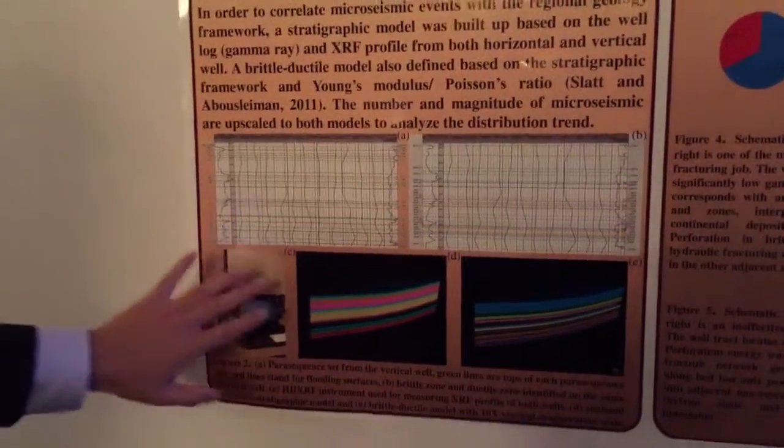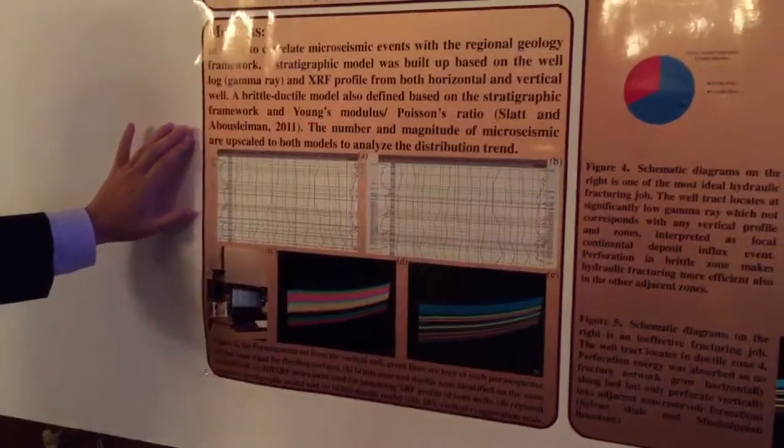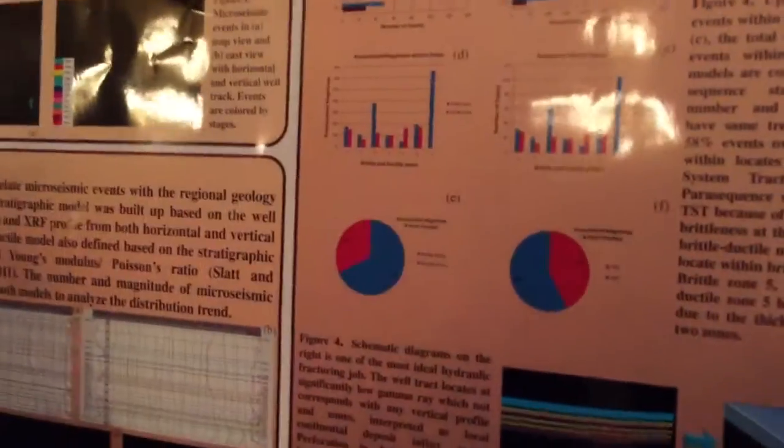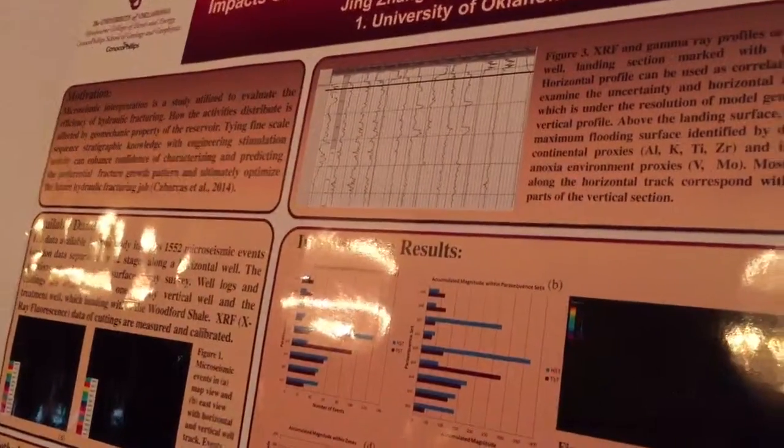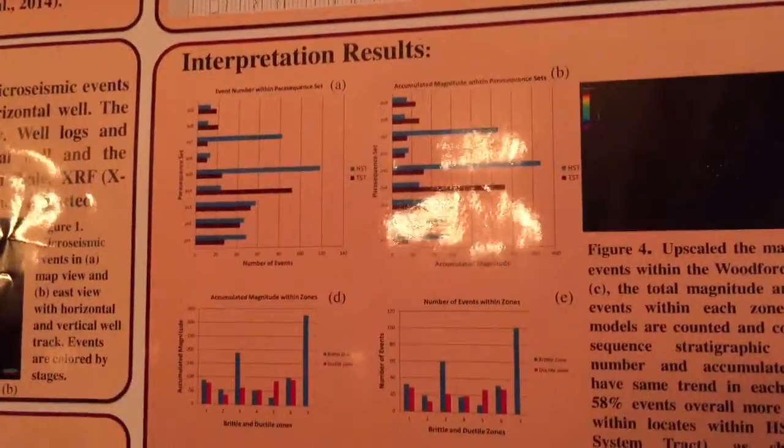So this is a model we built based on the parasequence sets we decided from the well log. Based on the parasequence sets, we built a brittle and ductile couplets model using an overlay of the Young's modulus and Poisson ratio. And this is a horizontal XRF profile.